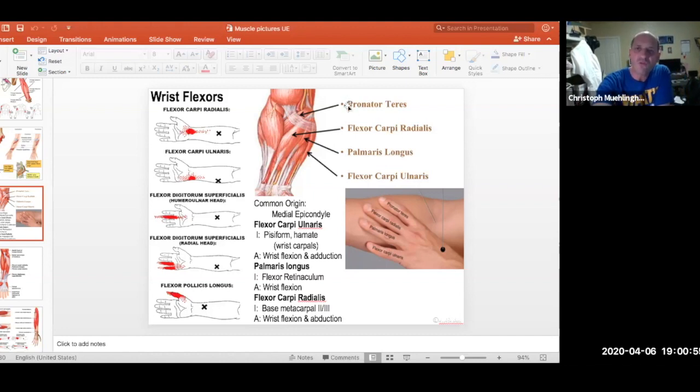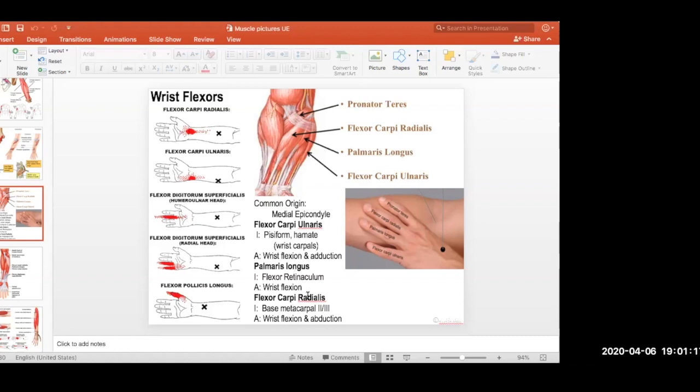But from those four, you want to group them by where they go. So they all start at the medial epicondyle, in the middle of the elbow. And then you want to see where they go. The one that goes right across diagonally is the pronator. And then you see, do they go to the thumb or to the pinky? That's how you differentiate ulnaris and radialis.